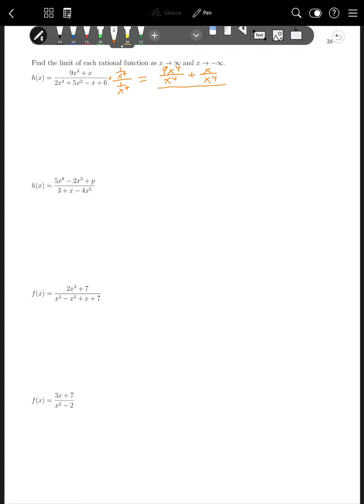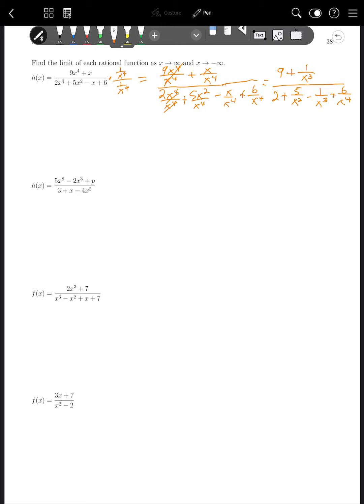over 2 over x to the fourth plus 5x squared over x to the fourth minus x over x to the fourth plus 6 over x to the fourth. And now we can simplify, right? So these cancel, and that's 9 plus 1 over x cubed, all over, these cancel, so 2 plus 5 over x squared minus 1 over x cubed plus 6 over x to the fourth.